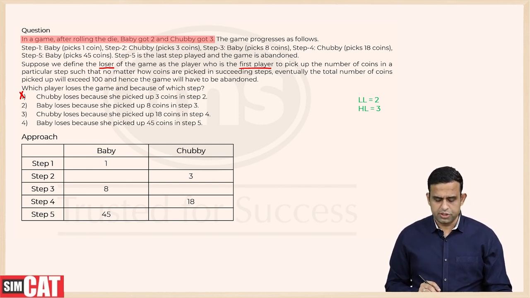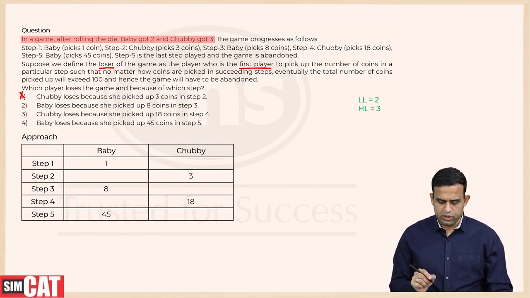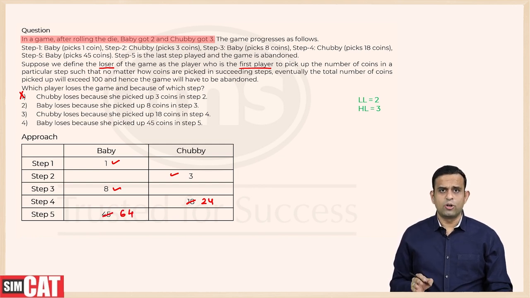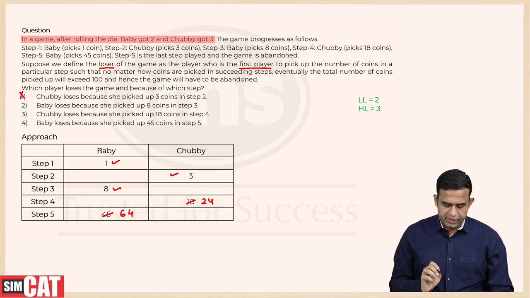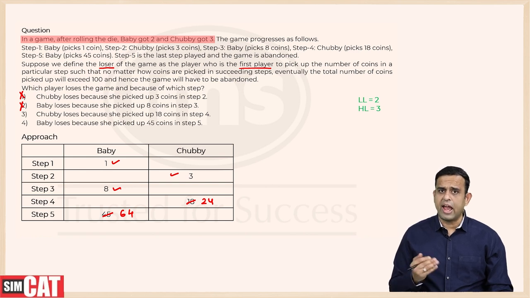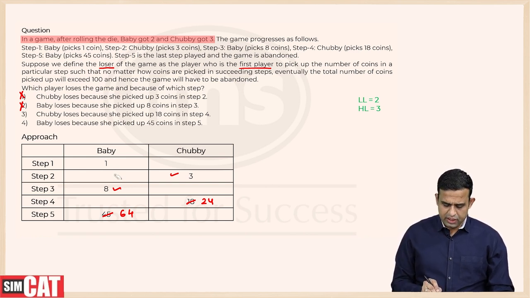Let's look at option number 2. Baby loses because C picked up 8 coins in step number 3. Just now we have seen that if these are 1, 3 and 8, and this number was 24 and this number was 64, in that particular case also the sum was coming out to be the number 100, which means option number 2 is also perfectly fine because that can lead to a win situation and cannot be the answer.